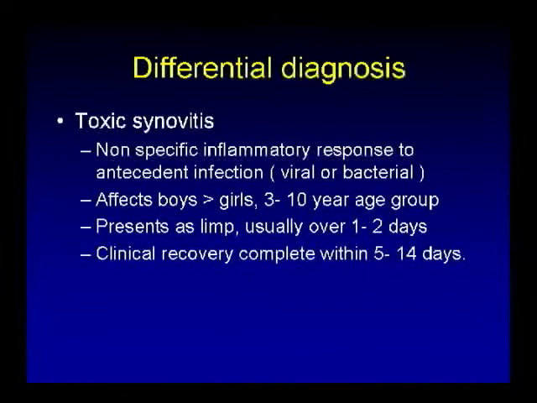So joint effusion is not always infectious in children, and there are several other etiologies of joint effusion. Important in that age group is toxic synovitis, which has a similar presentation in a similar age group, and radiological differentiation can be very difficult. Toxic synovitis is basically an inflammatory response to an antecedent infection, usually viral. It affects boys more than girls, in the age group of 3 to 10 years. And as I said, the clinical presentation can be of a limp.